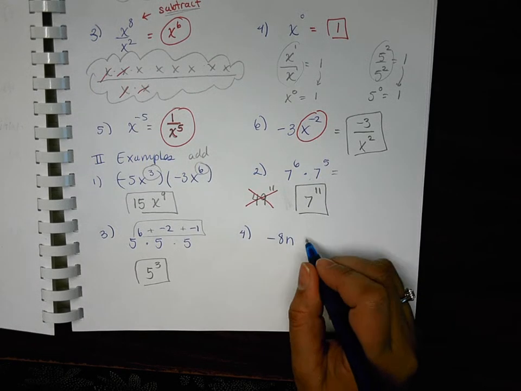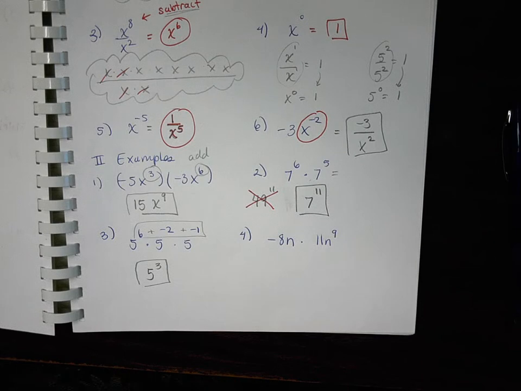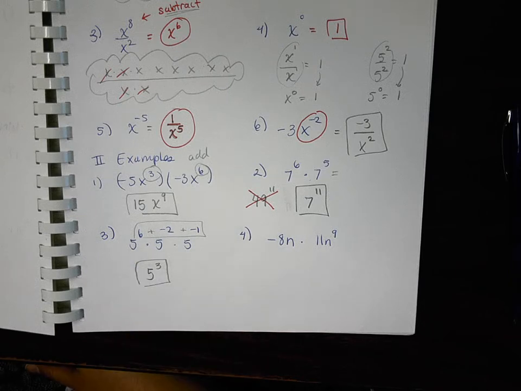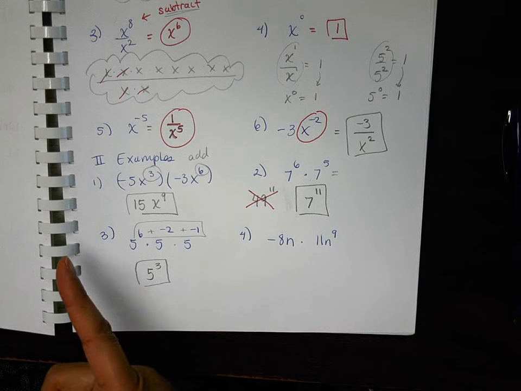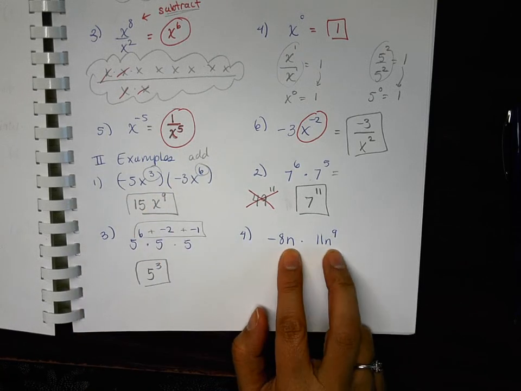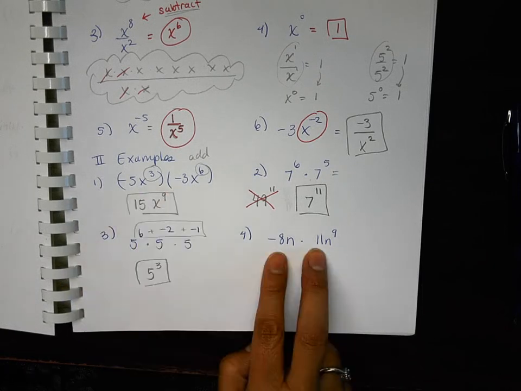Negative 8n times 11n to the 9th. Like I just asked you, what if the bases were different? You said we weren't going to deal with that. The bases were different up here, 5, 3, x, x, n and n. The bases are the same. Just like this, you multiply the coefficients, so it's just like this one.